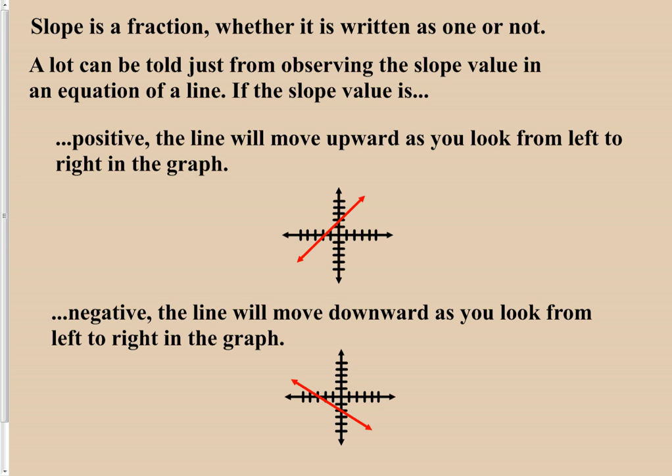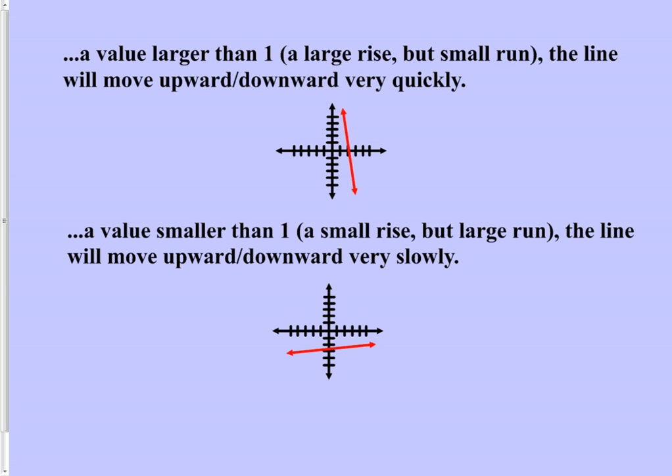If that fraction happens to be a positive value, that means that the line is going to rise up as you move from left to right in the graph. And if it is a negative number, that means the line is going to fall as you move from left to right in the graph.